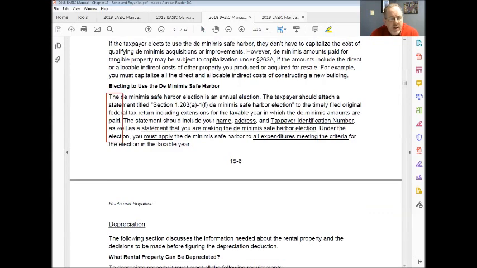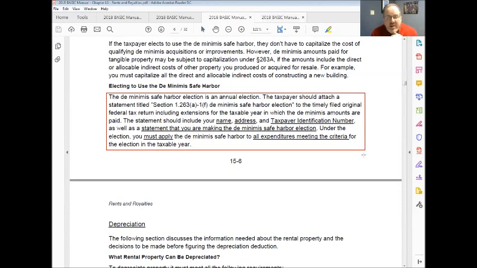All right. So you can see down this paragraph, it has the little verbiage in there and talks about it. Basically, what would normally be what we think of as a depreciable asset, you make the de minimis safe harbor election to say, nope, I'm not going to use depreciation. It's below $2,500 for me. I'm going to take it as an expense, and we would do it that way, okay?